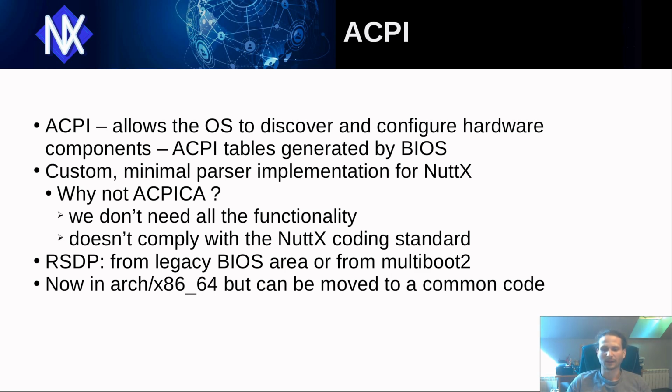To parse ACPI tables, first we have to locate the special RSDP signature in the memory. Currently, it's supported to search for this signature in the legacy BIOS area or get it directly from the multiboot tag. At the moment, the ACPI parser is located in the x86-64 architecture directory, but in the future we should probably move it to a location available for other architectures.